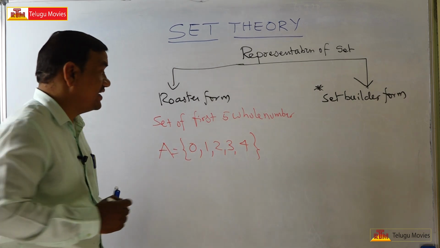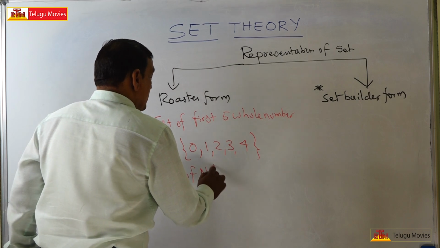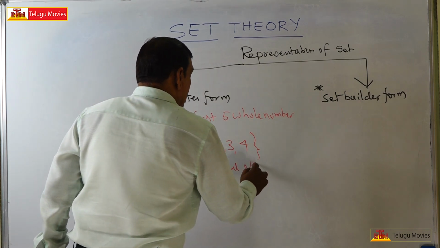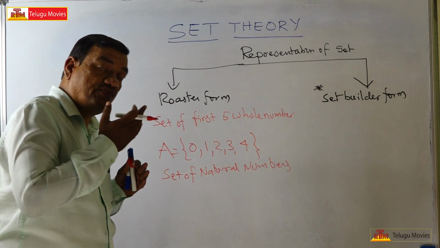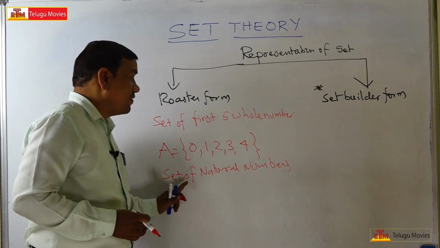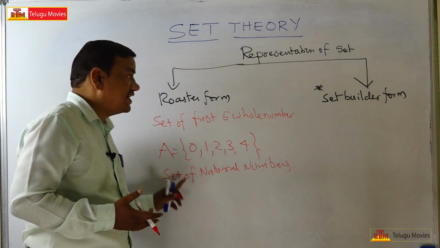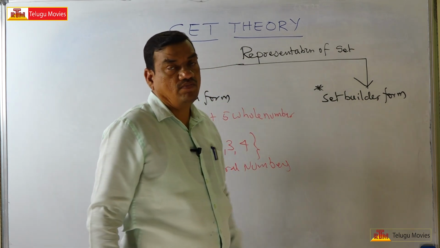For example, if I say set of natural numbers, I am not telling from where you have to start, where you have to end. So this type of infinite set, generally infinite sets, can be represented in set builder form.